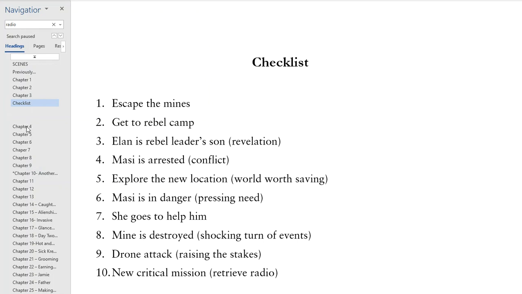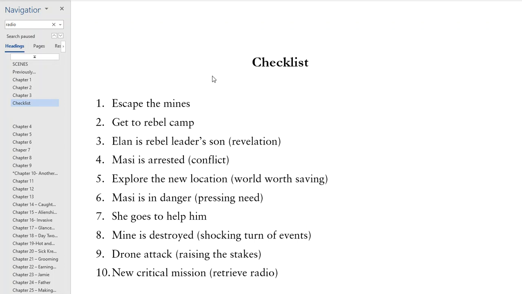Before I edit and polish the story or the scene, I have to make sure it aligns with the major turning points of the plot. So that's why building a little checklist like this can be really helpful, just to keep in mind what needs to happen or what really matters, and then align everything else in the scene so that you're leading up to that one thing.